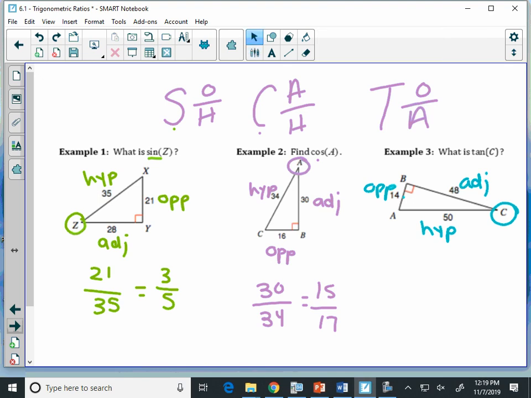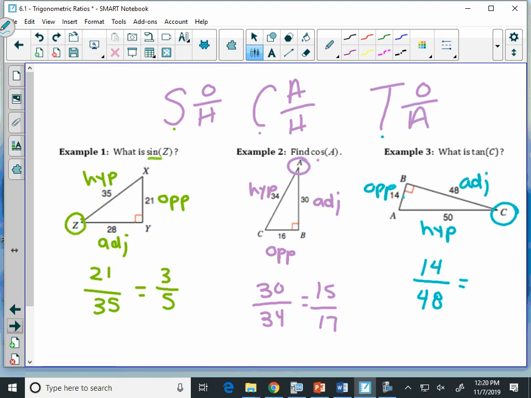So then, tangent. Go to T. T stands for tangent. It's what over what? Opposite over adjacent. What do we label as our opposite? 14. What do we label as our adjacent? There you go. Leave it as 14 over 48. Totally fine. But just to practice, what is 14 over 48 simplify down to? 7 over what?